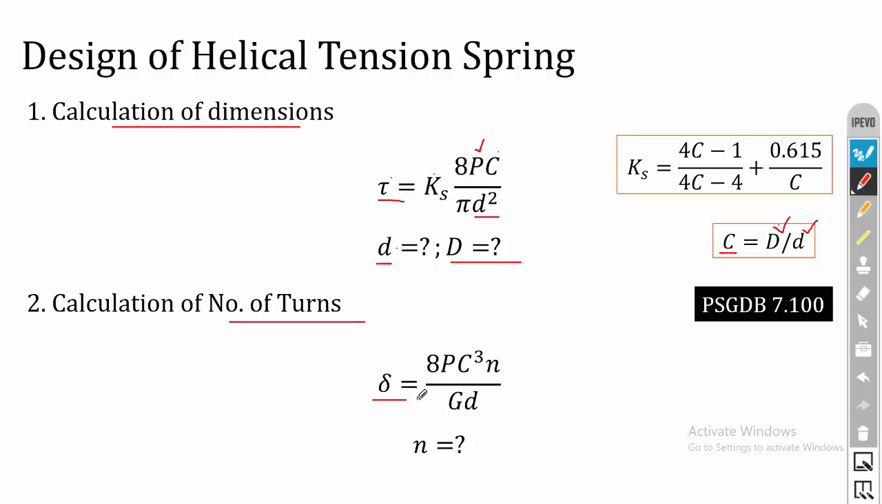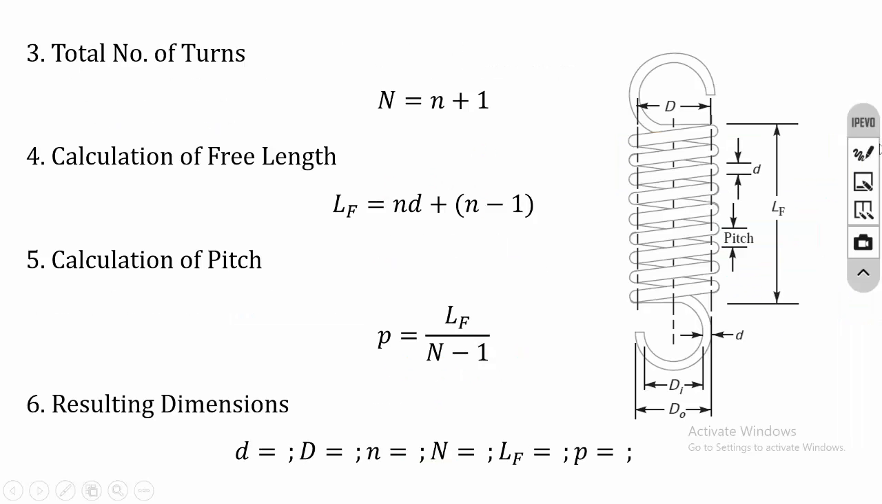So this equation is also there in the data book page number 7.100. Del is equal to 8PC cubed n divided by Gd. Here del is the deflection, P is the load, C is spring index, n is number of turns, G is modulus of rigidity, and d is the wire diameter. So by substituting the known values, we can calculate the unknown value, that is the number of turns.